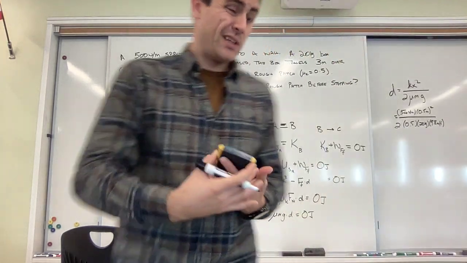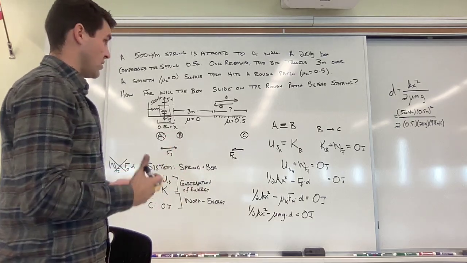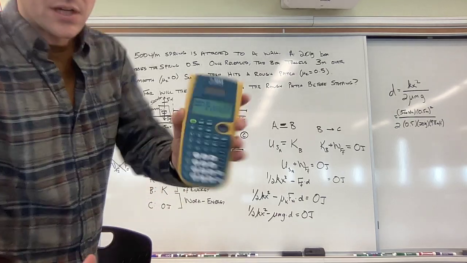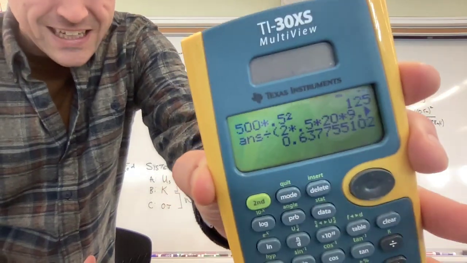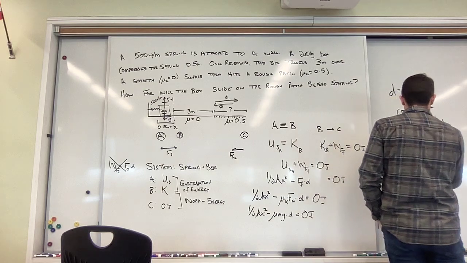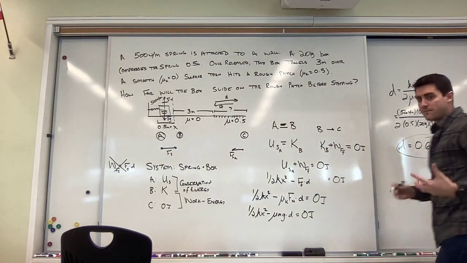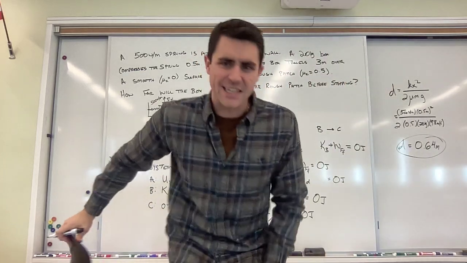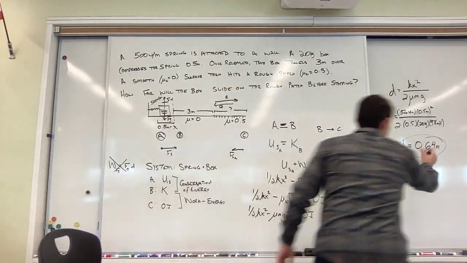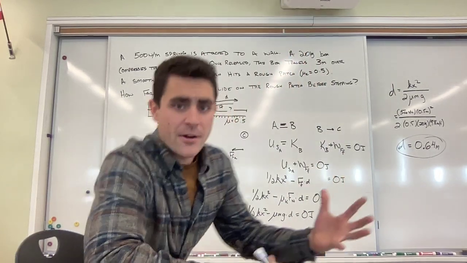If my answer is a super big 30 meters, that doesn't make a whole lot of sense. I end up with 0.637. We'll call the distance 0.64 meters. How far did the box slide? It slid 0.64 meters.